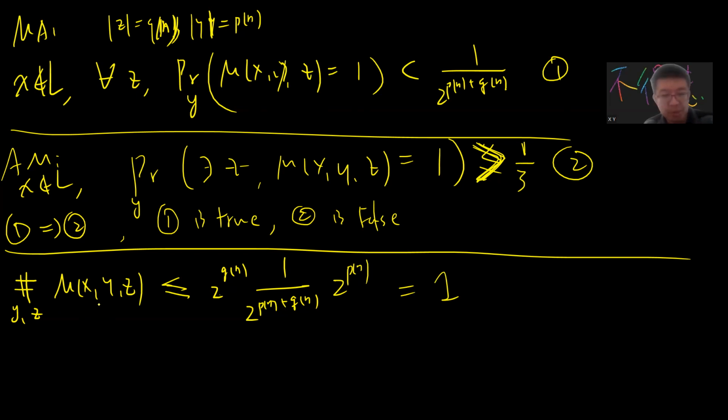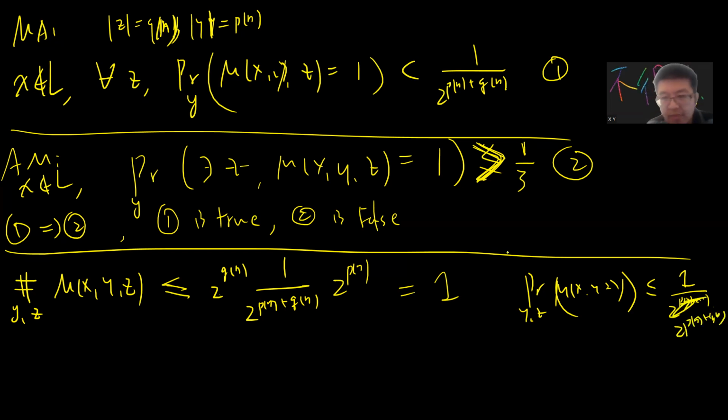Okay, so small. So this means that if you take the probability over y, z of M(x,y,z), that's equal to 1 divided by 2 to the something. Or simply speaking, I just want to say this is very small, right? So it's 1 divided by 2 to the P(n) plus Q(n). Okay, so it's very small.